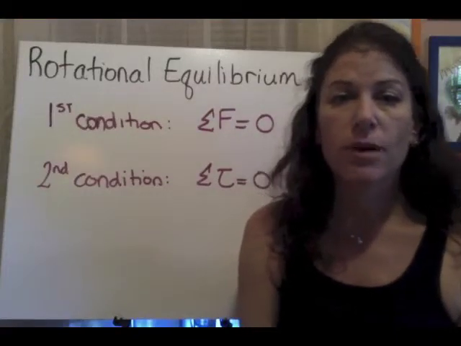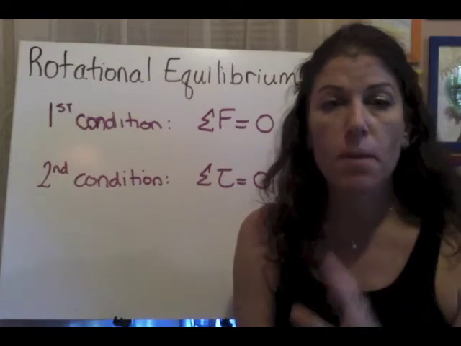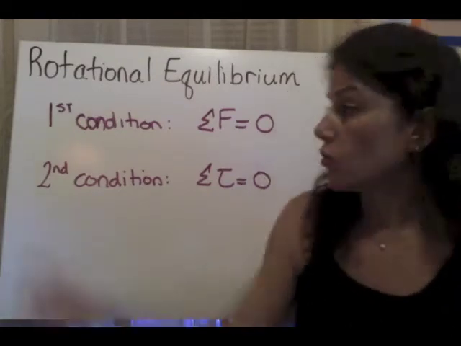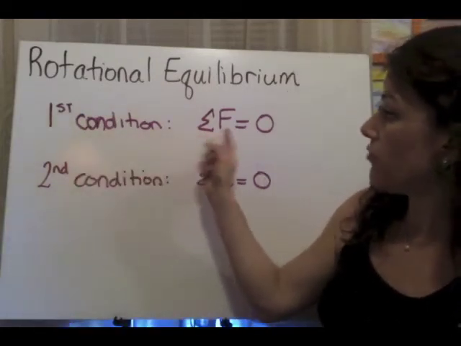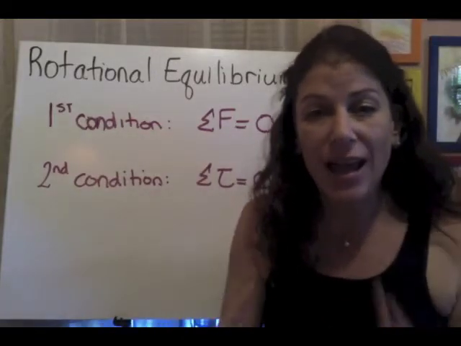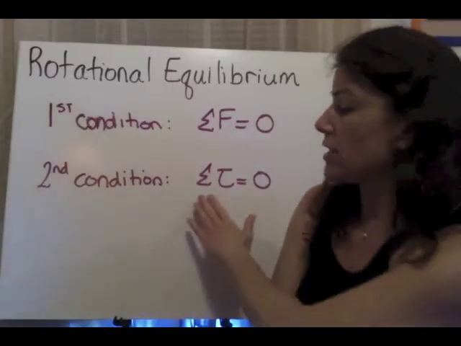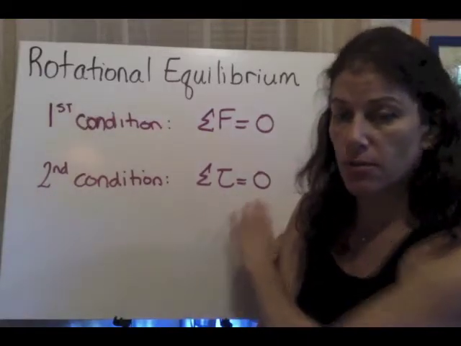Today we're going to talk about rotational equilibrium. The definition of equilibrium is when there are balanced forces. So we talked about how net force had to equal zero as one condition of equilibrium. Now we're going to add to that, we're going to have the second condition of equilibrium, which says that net torque is equal to zero.